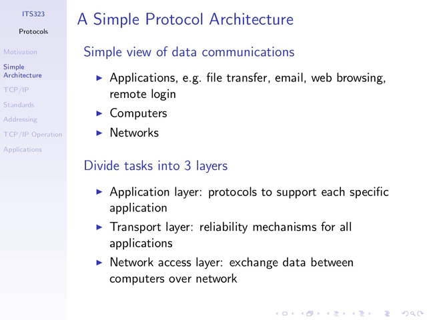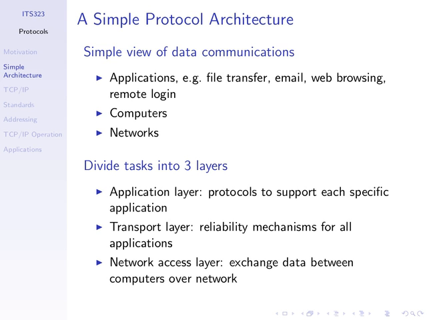So given that, let's try and design a protocol architecture that breaks the tasks needed for communications into 3 layers. One set of tasks will involve protocols that support specific applications. We'll have one protocol for file transfer. We'll use a different protocol for emails and a different one for web browsing.